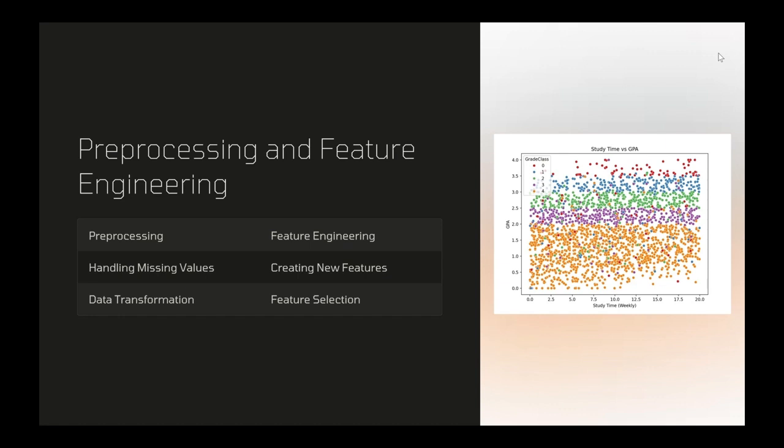Pre-processing and feature engineering. In pre-processing, we are handling missing values and doing some data transformation. And in feature engineering, we are creating new features and doing some feature selection.